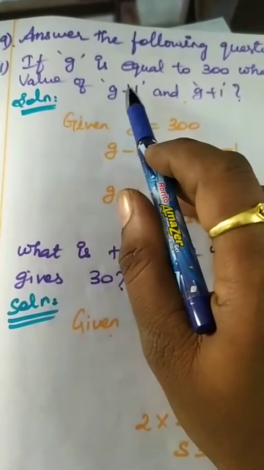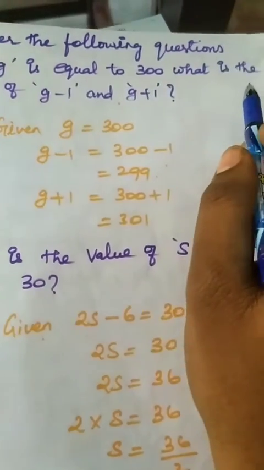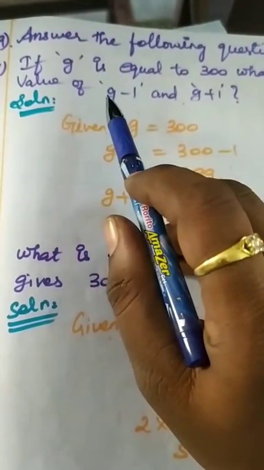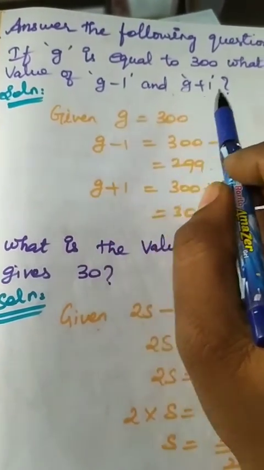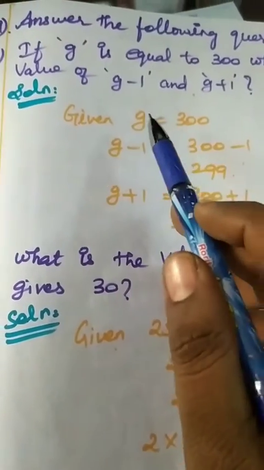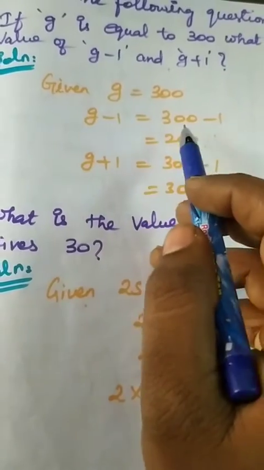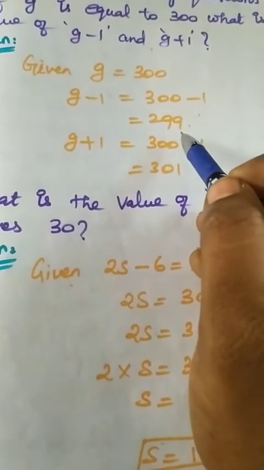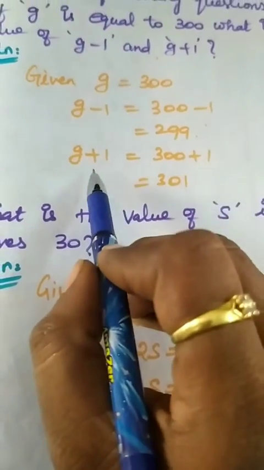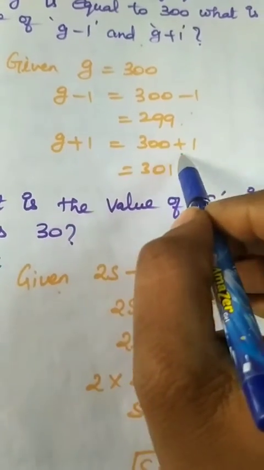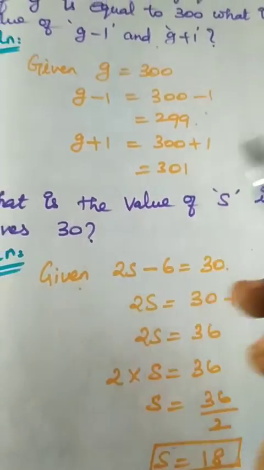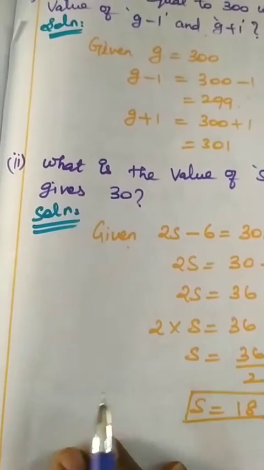If g is equal to 300, what is the value of g minus 1 and g plus 1? Okay, so the given number is g is 300. g minus 1, that is 300 minus 1, you get the answer 299. g plus 1, what is the answer? 300 plus 1, we get 301. Okay, go to the second one.